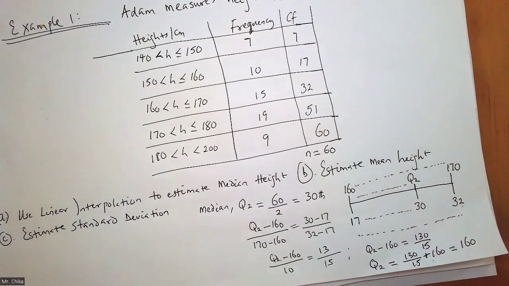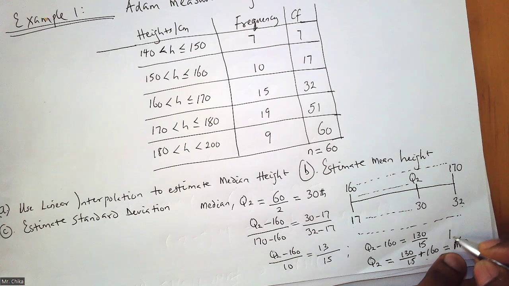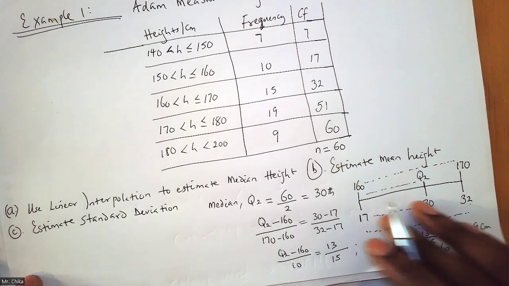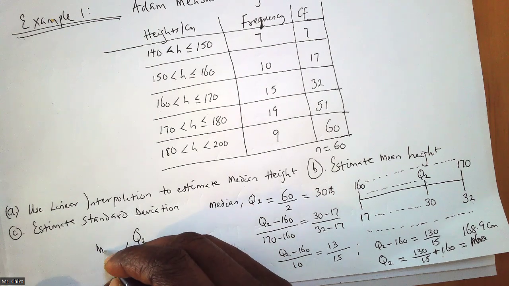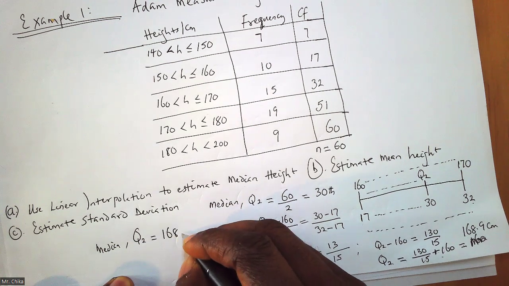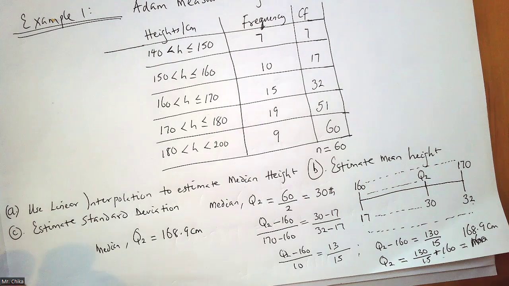If you put that in your calculator, that will give you 168 point... Let me just make sure. It's always good to double check because you want to get all the marks. So that will give us 168.9. So we've answered the first question. Therefore, Q2, which is the median, is equal to 168.9 cm.